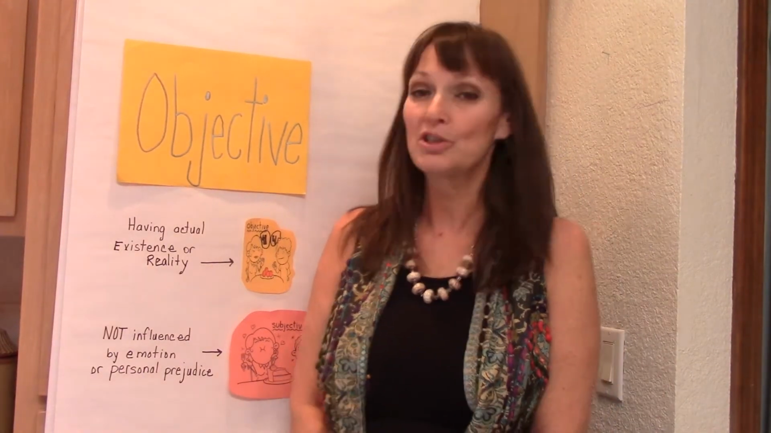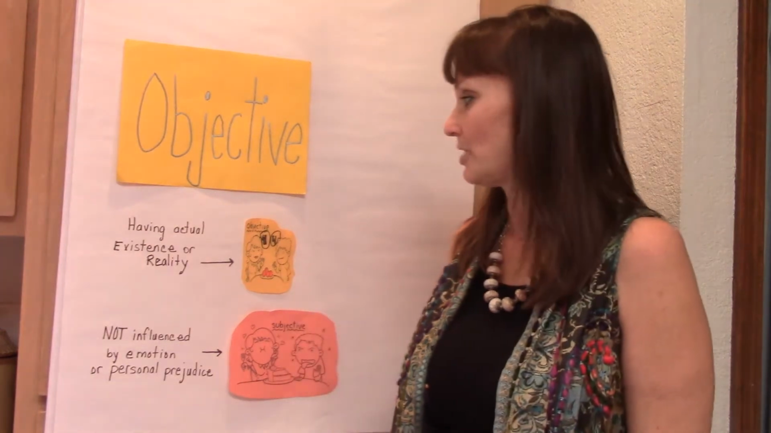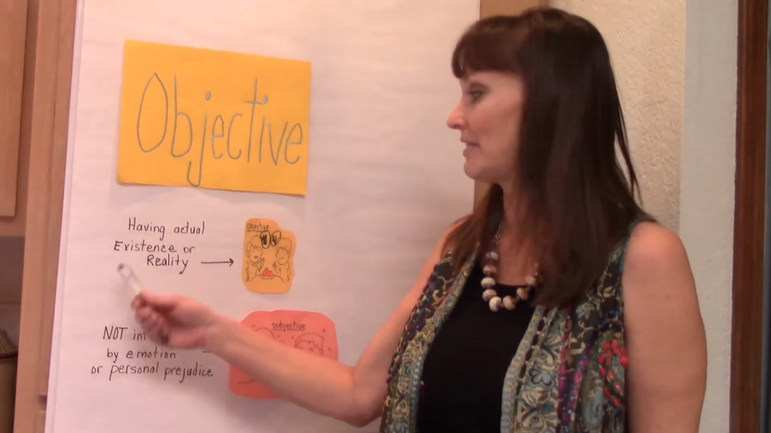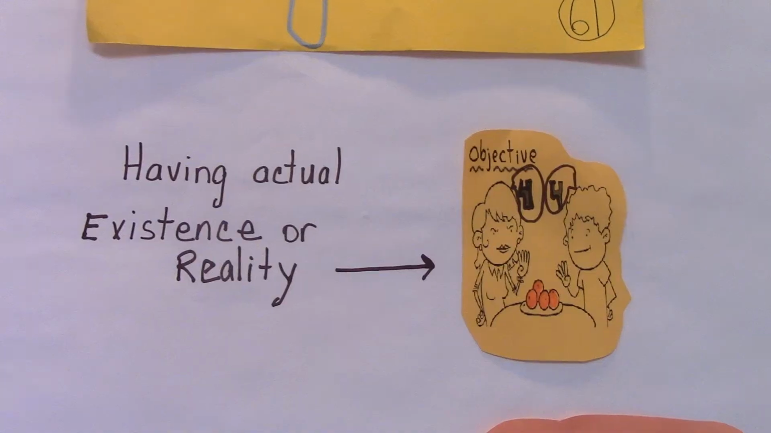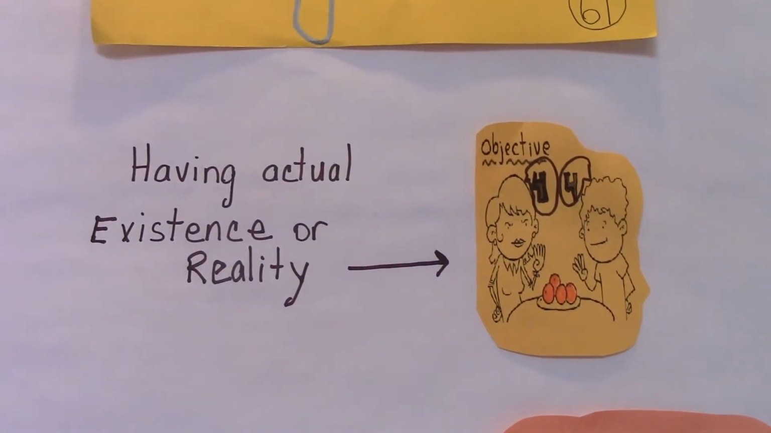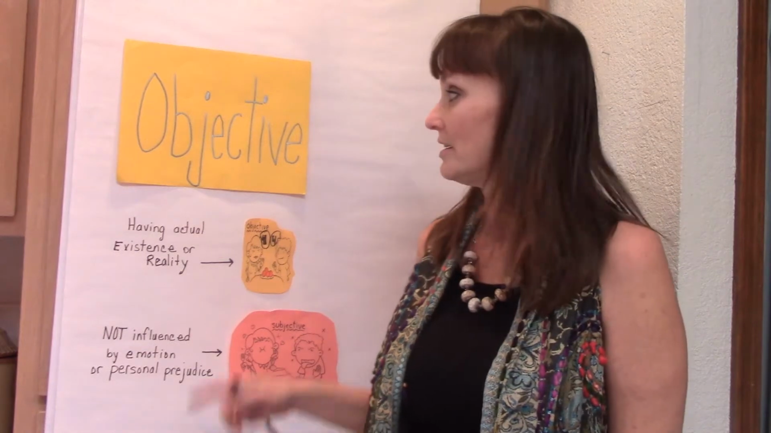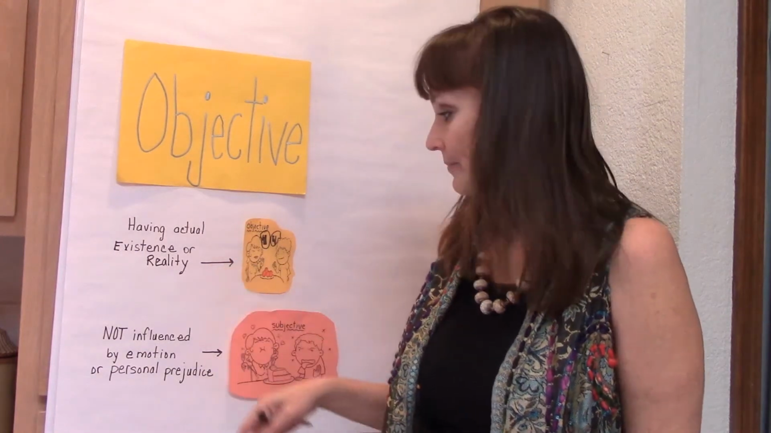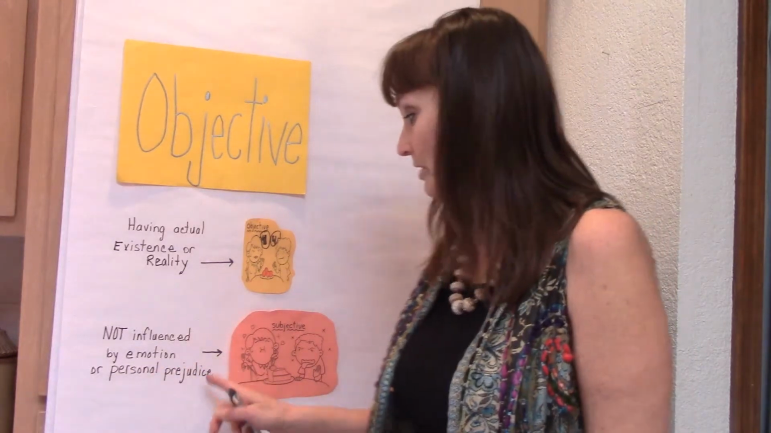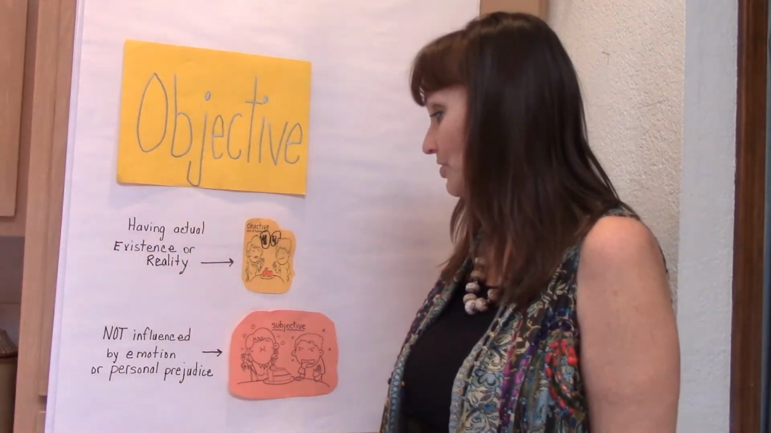The first word we're going to do is objective. Objective means having actual existence or reality. So here we have two people and they both notice that there are 4 oranges. That is objective. It is actual, it is reality. Now, it is not influenced by emotion or personal prejudice.